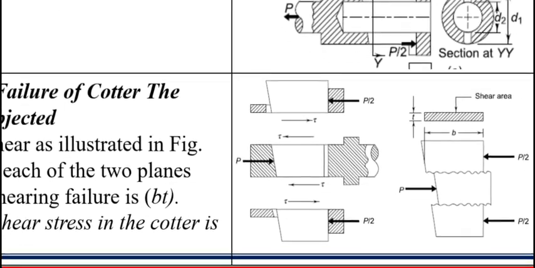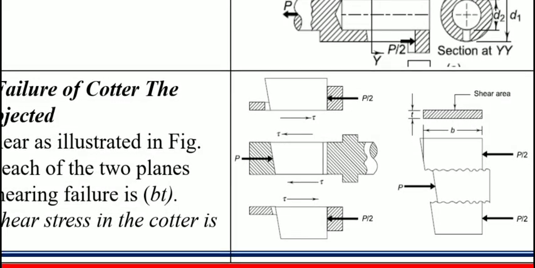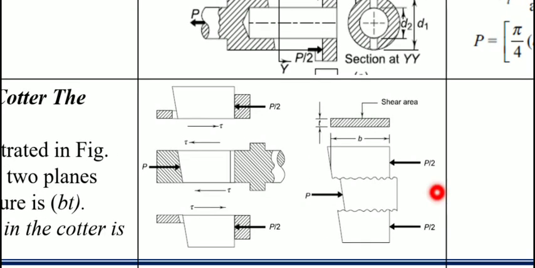So where is the shear stress acting? On the two sides of the Cotter. This is the lower part of the Cotter, this is the upper part of the Cotter, and on this area, shear stress is acting. So shear stress is acting on two sides, on the upper side of the Cotter and the lower side of the Cotter. You can see the diagram here. So which area undergoes the shear? This cross section area will undergo the shear.